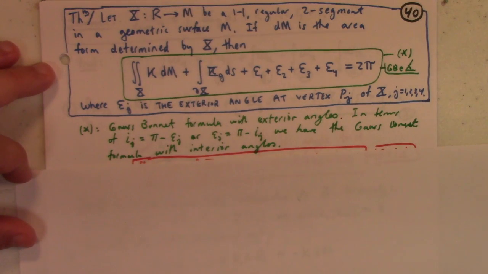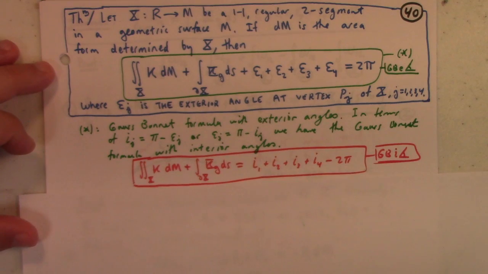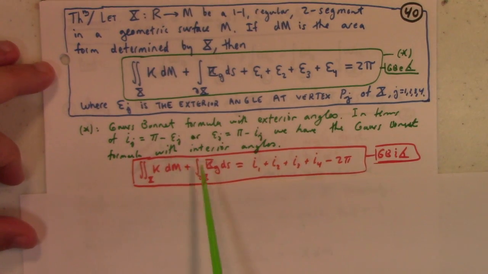In terms of the interior angles, you can also rewrite it as follows. The integral of k dM is the total Gaussian curvature of the two-segment, right? This is the total geodesic curvature of the boundary, and that has to be equal to the sum of the exterior and interior angles minus 2 pi. All right.